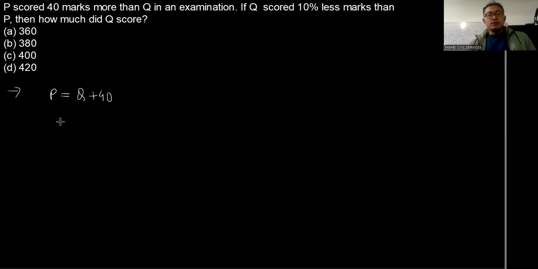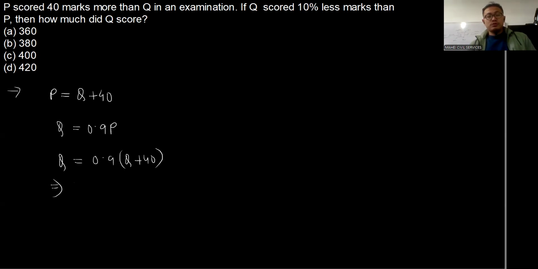Q's marks are 10% less than P, which is 0.9 of P. Then how much did Q score? Q is equal to what? Q equals 0.9 into P, and P is Q plus 40.